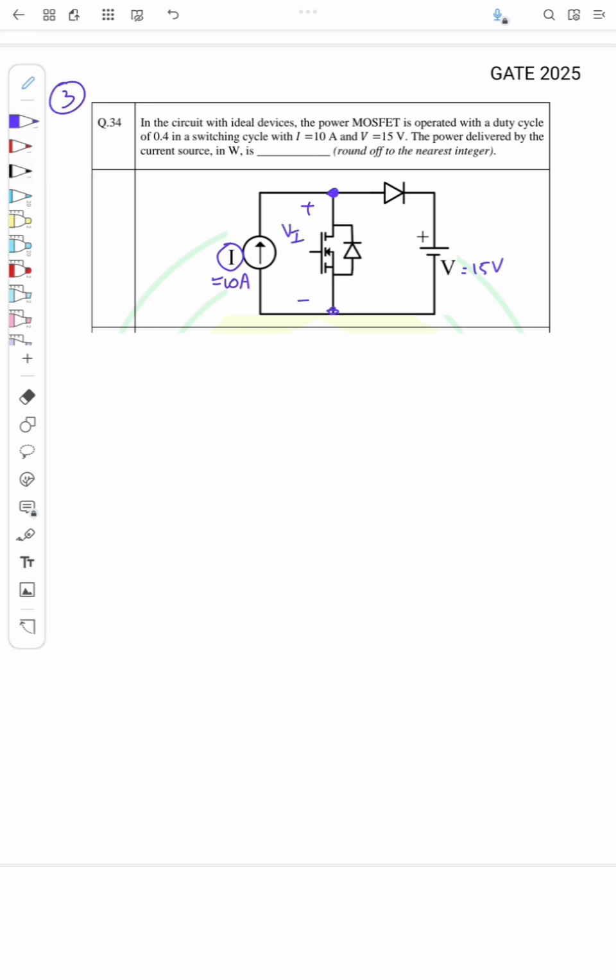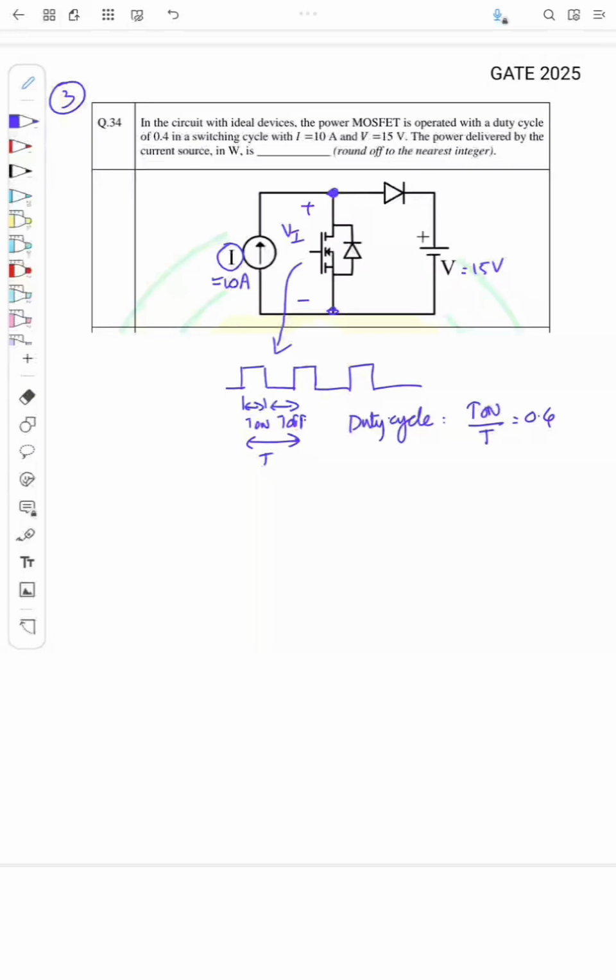The question says the power MOSFET is operated with a duty cycle of 0.4. So here we have the MOSFET switched on like this, with a duty cycle of 0.4, which means say this is on time T on and this is off time T off, and this is total time T, then duty cycle equal to T on by total time T, that is equal to 0.4. That is the given data. So what happens here? When the MOSFET is on, it is like a short circuit here.